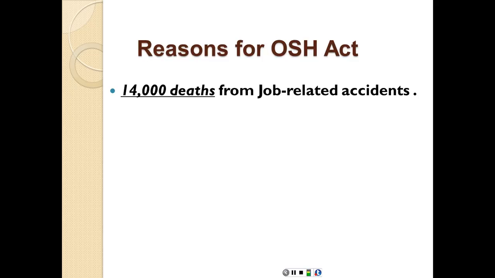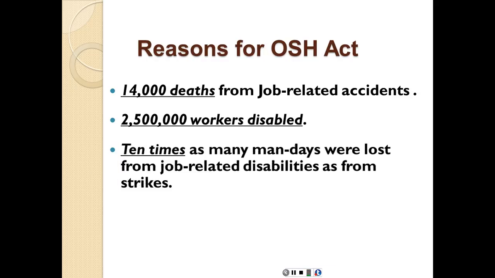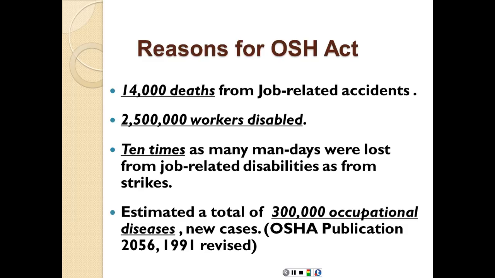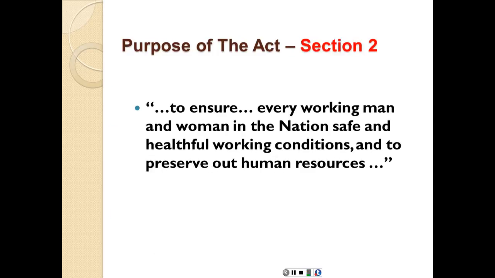For example, 14,000 deaths from job-related accidents, 2.5 million workers disabled because of these accidents, 10 times as many man-days were lost from job-related disabilities as from labor strikes, and an estimated total of 300,000 occupational diseases, again due to exposure to some hazards on site like silica fumes or asbestos or things like that. So that was one of the OSHA publications, and as you can see it's old, but that number unfortunately kept on increasing.